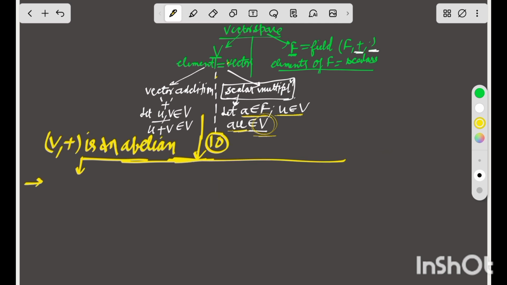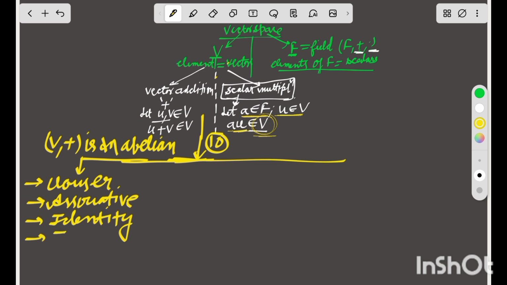Means it has to satisfy the closure property. Second is the associative. Third is the identity. And the fourth is the inverse. And the fifth is commutative.